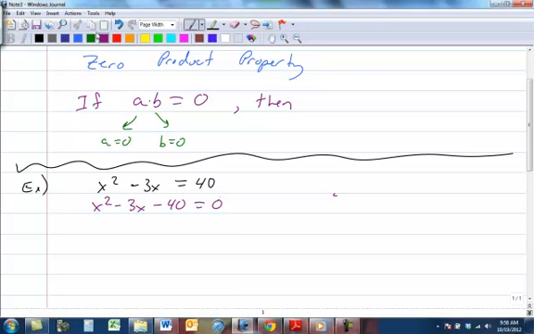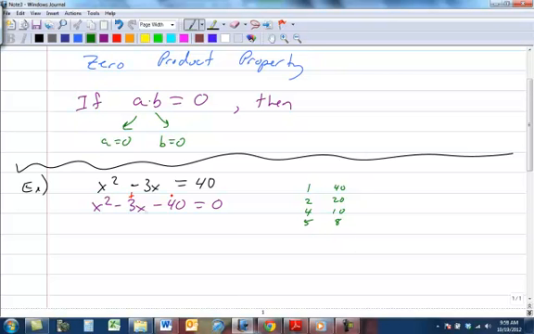All right, so now you figure out what multiplies to negative 40 but adds up to negative 3. Now, I like to list out everything that multiplies to 40. 1 and 40, 2 and 20, 3 doesn't go in, 4 does, 4 and 10, 5 does, 5 and 8, 6 doesn't go in, 7, nope, 8 does, but I already got it. So these are everything that multiplies to 40.